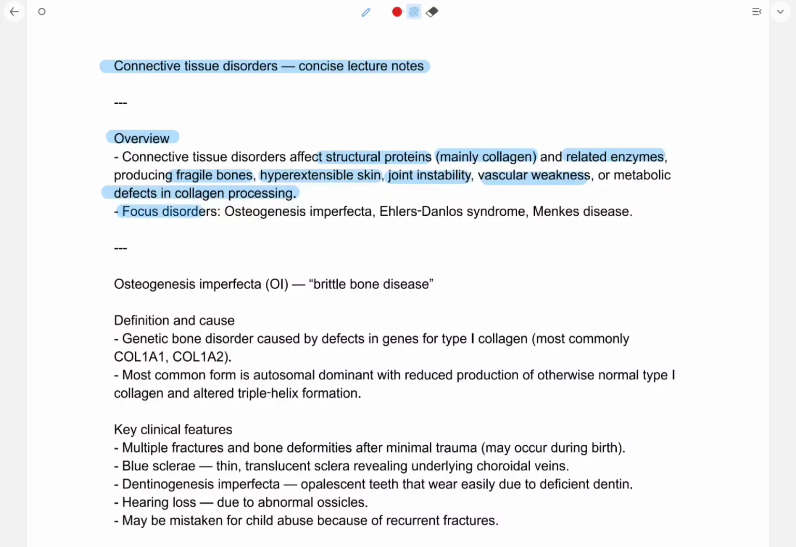Connective tissue disorders include osteogenesis imperfecta, Ehlers-Danlos syndrome, and Menkes disease. These three are the main disorders related to connective tissue disorders: osteogenesis imperfecta, Ehlers-Danlos syndrome, and Menkes disease.